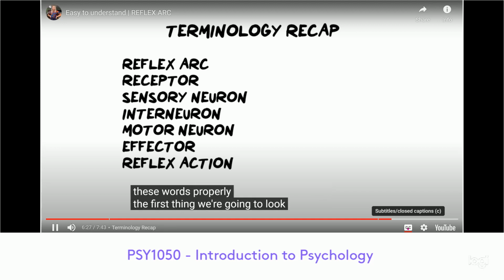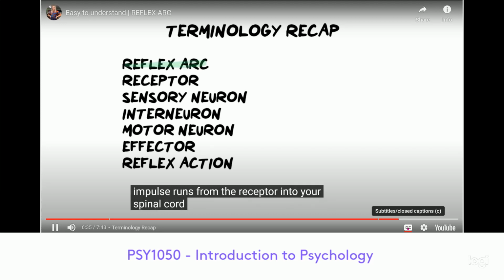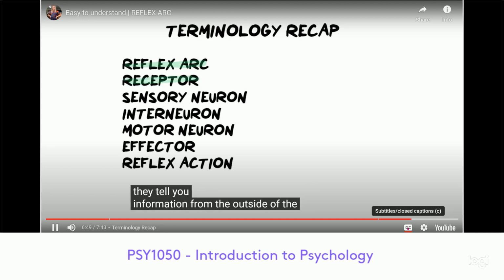The first thing we're going to look at was the reflex arc, which is the actual pathway itself where the electrical impulse runs from the receptor into your spinal cord and then out to the effector. That is the arc itself. Then we looked at receptors, which are essentially these specialized cells that experience pain, pressure, temperature. They tell you information from the outside of the body.